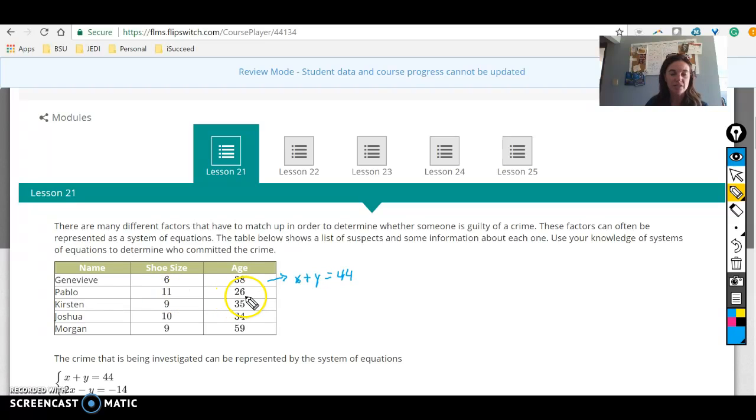11 and 26 is 37, so that wouldn't work. 9 and 35 is 44. 10 and 34 is 44. And 9 and 59 is 68, so that won't work either. So 3 out of the 5 possible suspects meet that initial equation. So that second equation is necessary to eliminate all but the right answer, because 2 lines can only intersect in one place. Okay, so let's go down and type that in there.